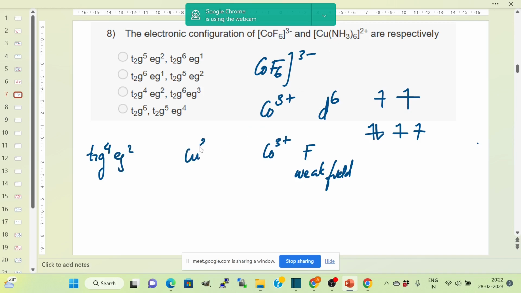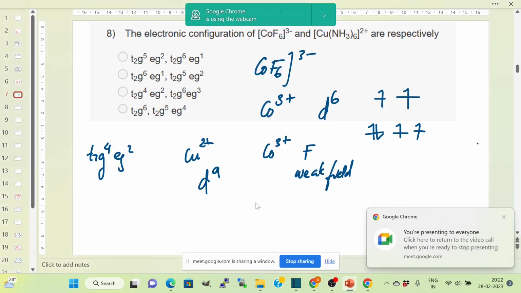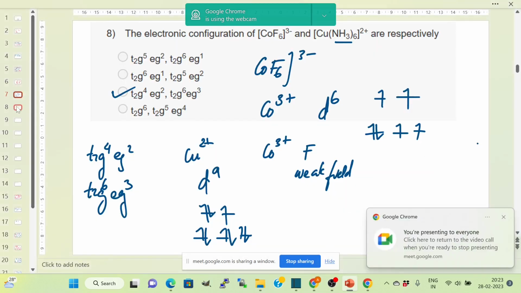Now, what about copper? Copper is in 2 plus state and this is a d9 configuration. So this is a d9 configuration and it is also an octahedral complex. So basically t2g and there won't be any pairing because this is a weak field ligand. So 1, 2, 3, 4, 5. Then it will go for pairing 6, 7, 8, 9. So t2g 6, eg 3. Yeah, option C is the right answer. So I hope no one has any doubts in this question, right? Yes. Okay, great. Now we will solve the next question.